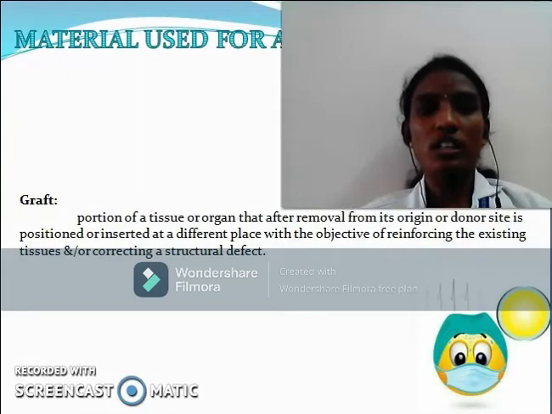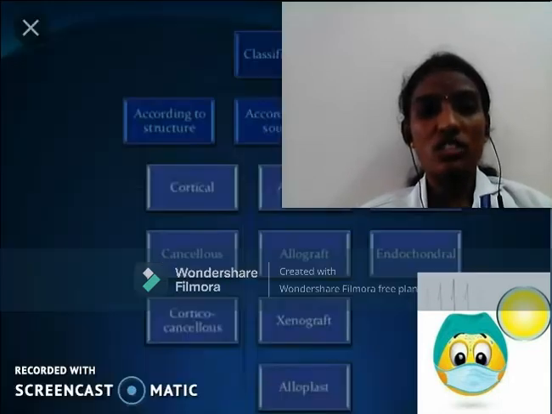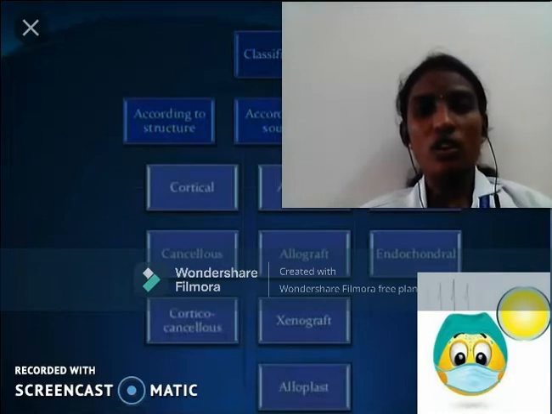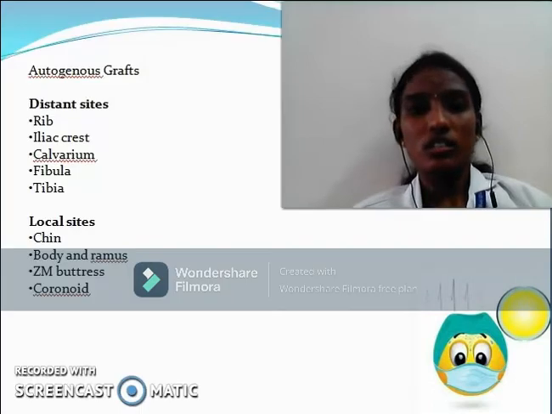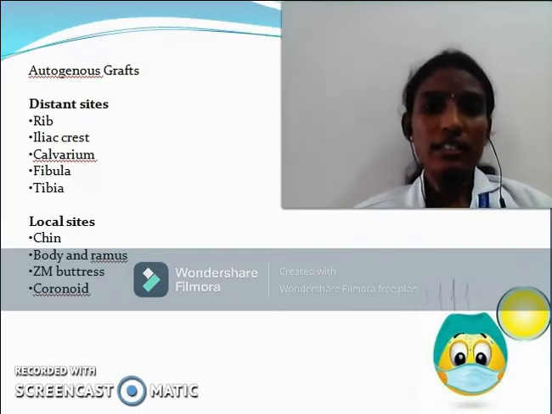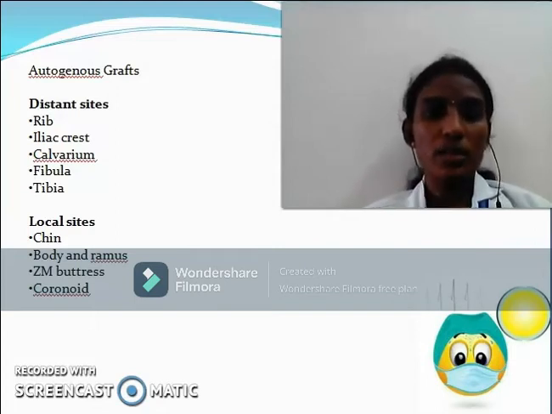Material used for augmentation or graft: a portion of tissue or an organ that, after removal from the original or donor site, is positioned in a different place for reinforcement of existing tissue or correction of structural defects. Classification of augmentation is according to the structure, according to the source, and according to the environmental factor. It includes cortical, cancellous, and corticocancellous; autograft, allograft, xenograft; and membranous and endochondral graft. Autogenous grafts are from distant sites and local sites: rib, iliac, calvarium, fibula and tibia, chin, body, ramus, and others.